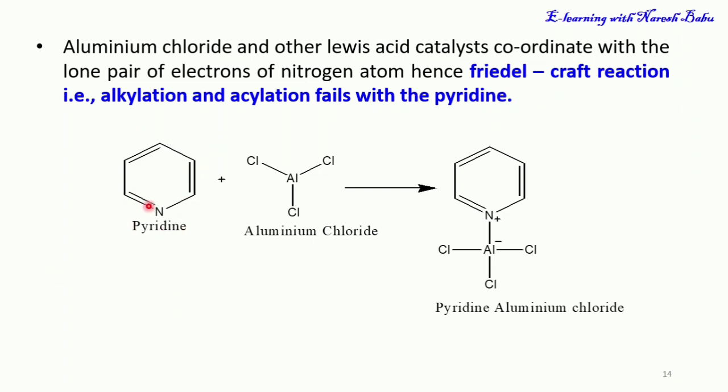Why does it not happen? We are using aluminum chloride as a catalyst in these reactions. So this aluminum chloride is reacting with the nitrogen and forming a pyridinium salt. Pyridine aluminum chloride it is giving. So that's why it is not giving the Friedel-Crafts acylation and Friedel-Crafts alkylation reactions.